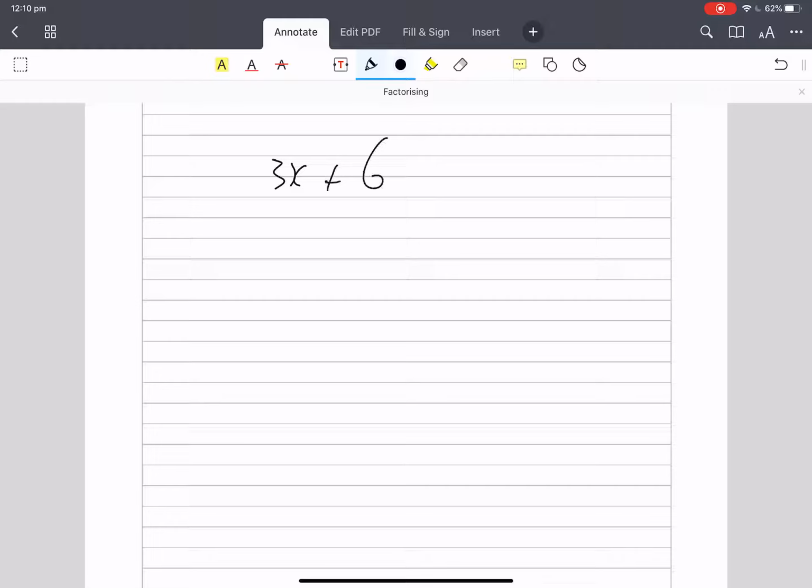3x plus 6. What can you see is common between these two terms? Can you see that there's a 3? So when I pull a 3 out, you say, what's left? When I pull the 3 out, only thing left is x, and when I pull the 3 out the front, that's going to be a 2. I'm dividing the 3 out.